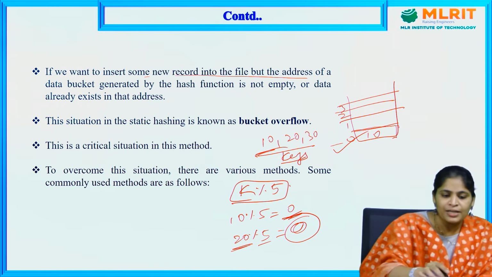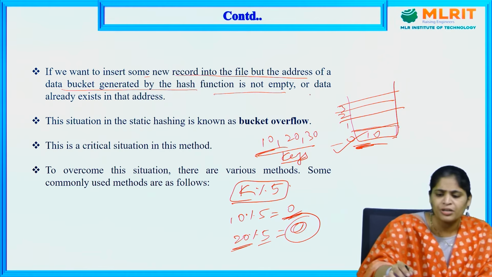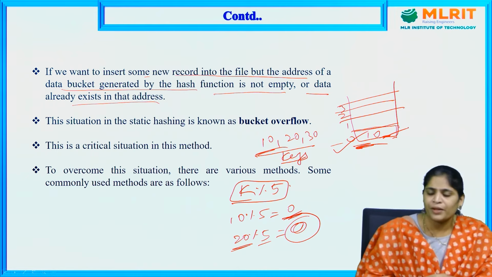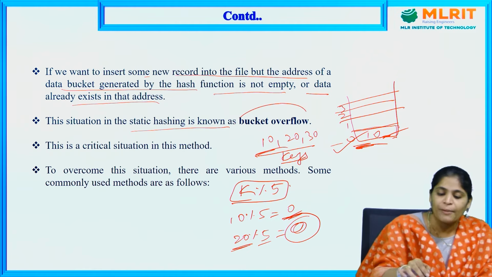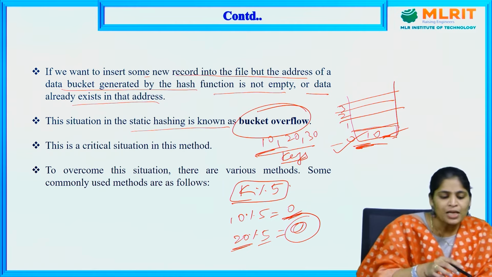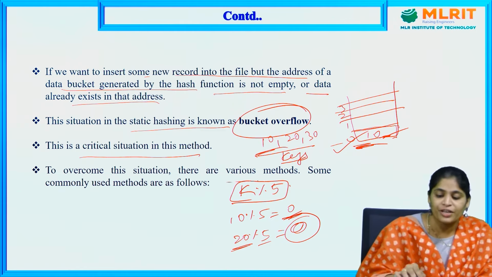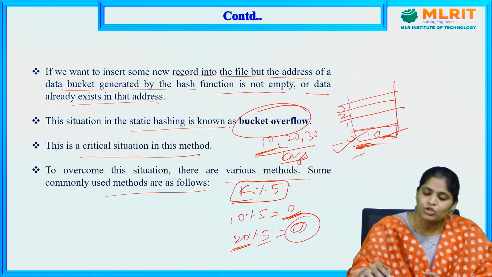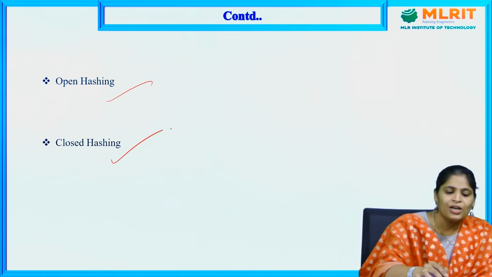If you want to insert some new record into the file, but the address of the data bucket generated by the hash function is not empty, meaning data already exists in that address, then this situation in static hashing is known as bucket overflow. This is a critical situation in this method. To overcome this situation, there are various methods. Some commonly used methods are as follows. We have two common methods. What are they? Open hashing and closed hashing.